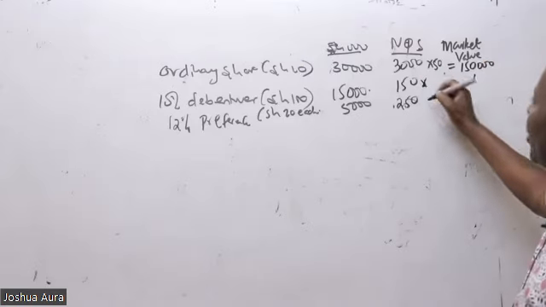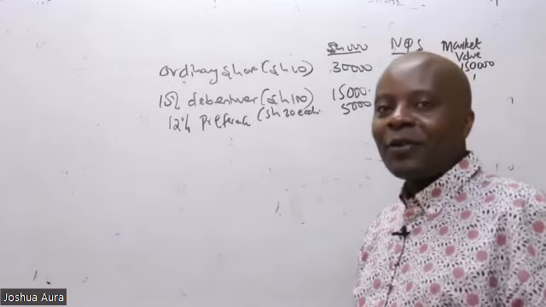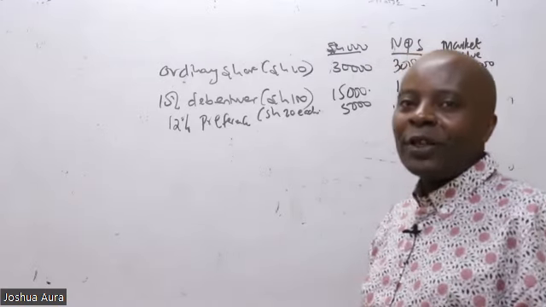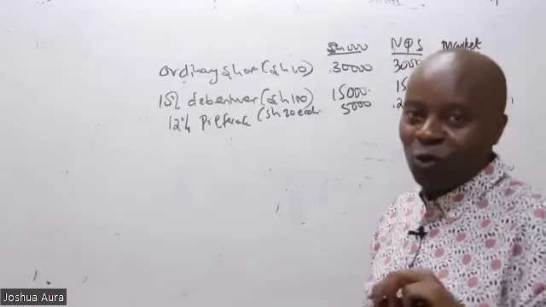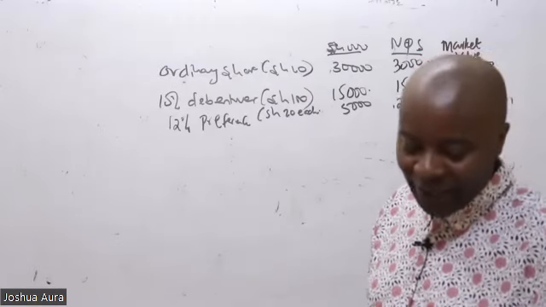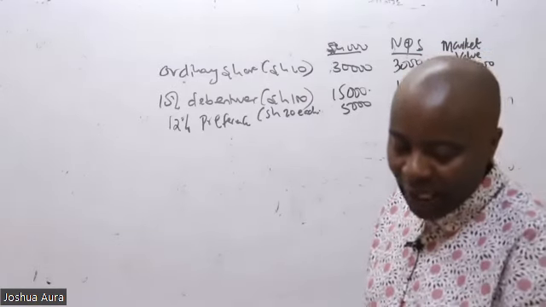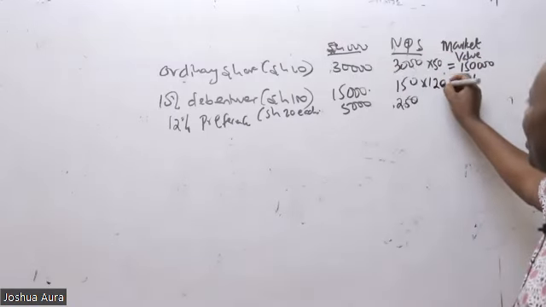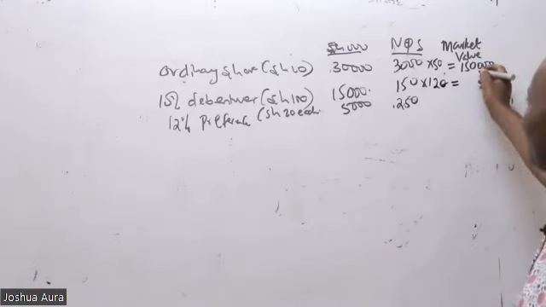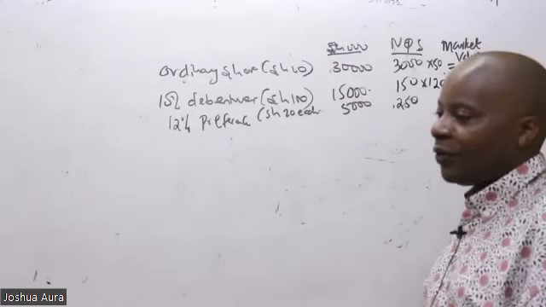How about these debentures? At times they don't give you the market value of the debenture. If they don't, you simply use the par value, assuming they are trading at par. But here, in note number 2, they told us the debentures are irredeemable and have a market value of 120 per debenture. So 150 times 120. Then this gives me what value, ladies and gentlemen?